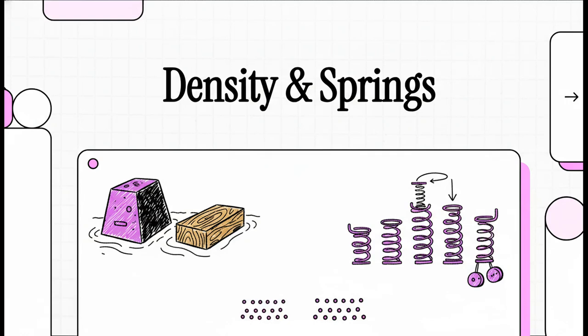All right, let's dive in. Today, we're talking about two super simple properties of matter that, believe it or not, secretly run our entire world. From the biggest skyscrapers to the tiniest gadgets, it all comes down to density and springs.